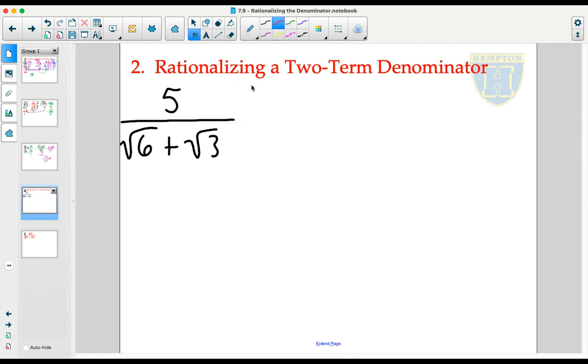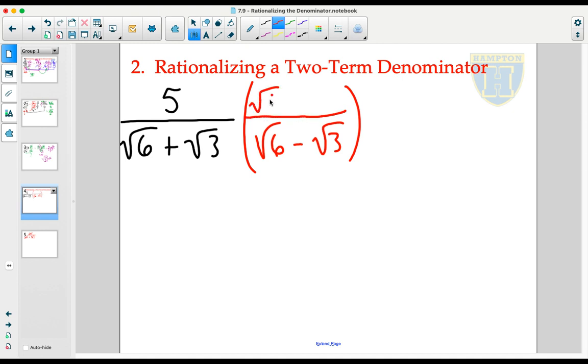When we engage the conjugate, our multiplication is going to be the opposite operation of the denominator. So if the operation in the denominator was a plus, we'll switch it to a minus. If it was a minus, we'll switch it to a plus. And we're going to use that expression on both the numerator and the denominator.